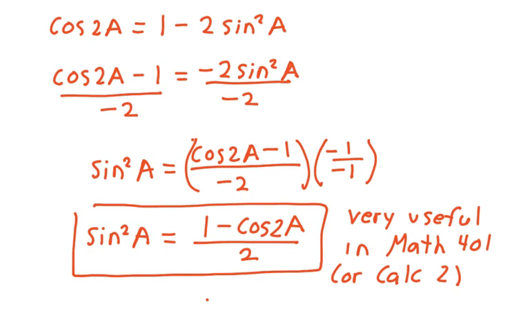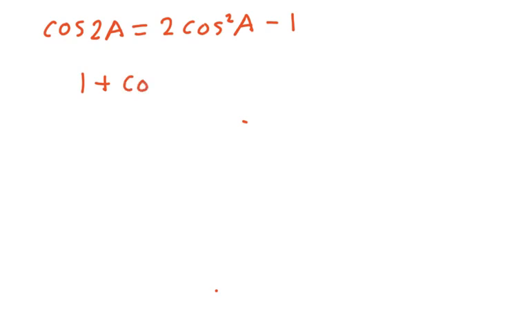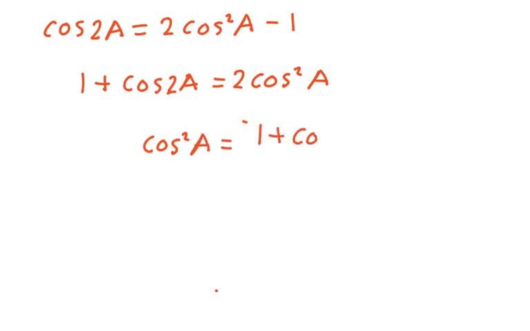Okay? Now, let's take a look at this last one for this video. If I have cosine 2a, I get 2 cosine squared a minus 1. So I'm going to add 1 to both sides, and I get 1 plus cosine 2a is equal to 2 cosine squared a. But if I divide both sides by 2, I get cosine squared a is 1 plus cosine 2a divided by 2.